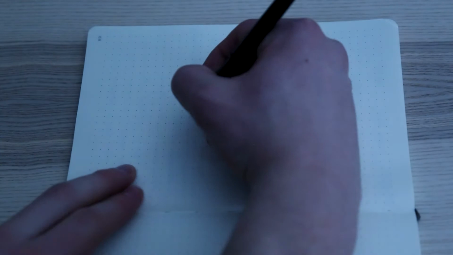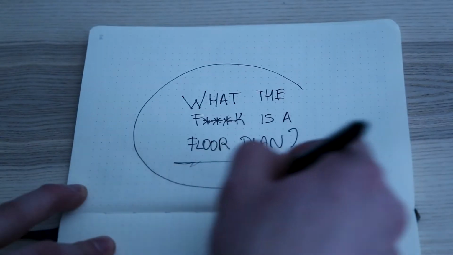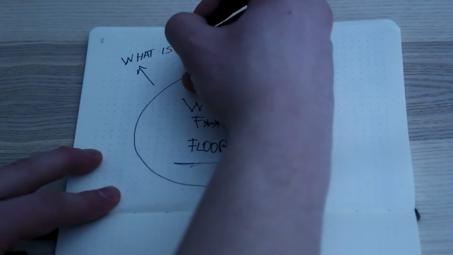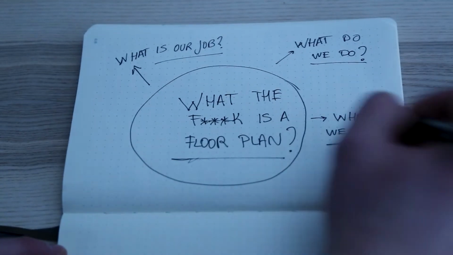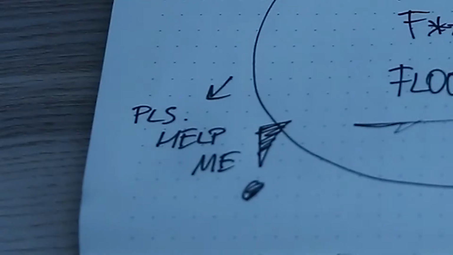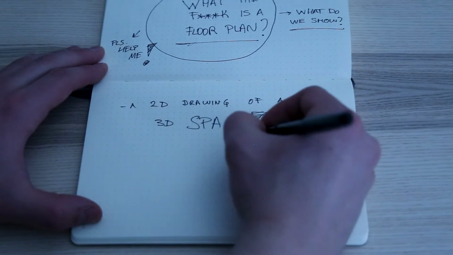Let's ask ourselves, what is a floor plan really? What is our job? What do we do? What do we show in a floor plan? I'll help you. It's a 2D drawing of a 3D space. Think of it this way: we got a house, we cut it around 1.2 meters, or for you imperial guys out there, 4 feet above the ground, and we take a look at that in a bird's eye view and we draw it in 2D, and that is the floor plan of that level.